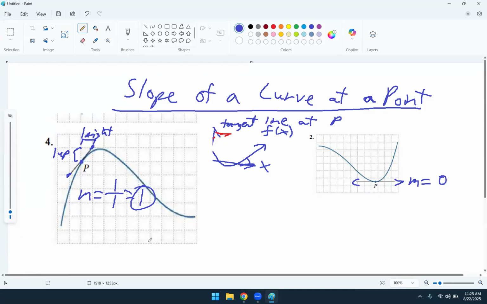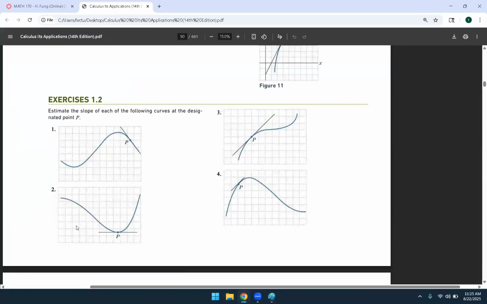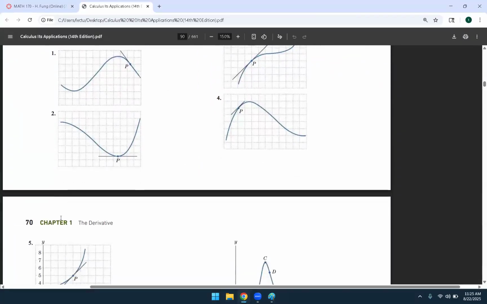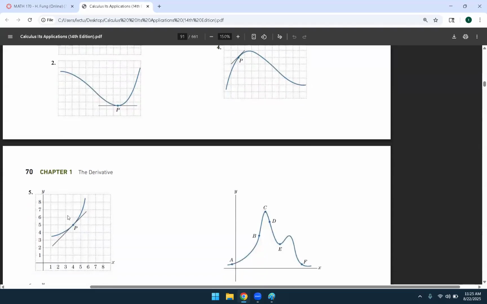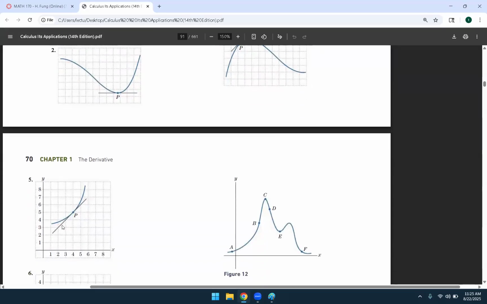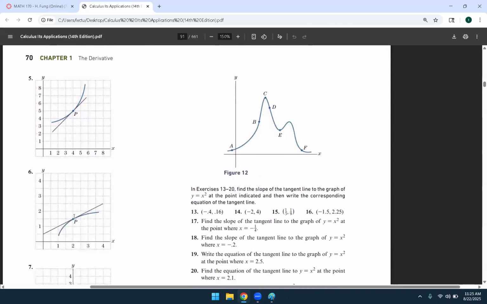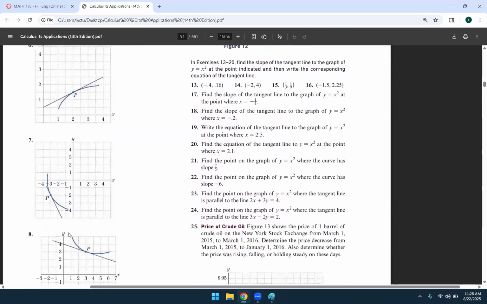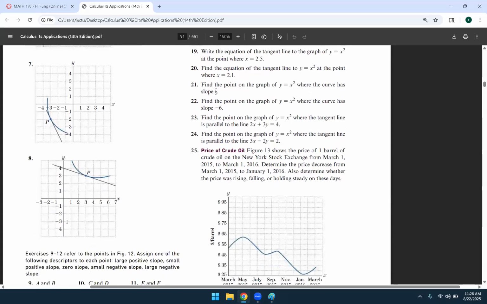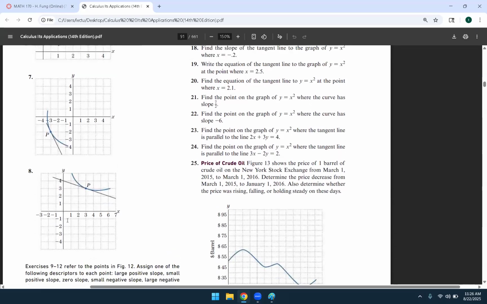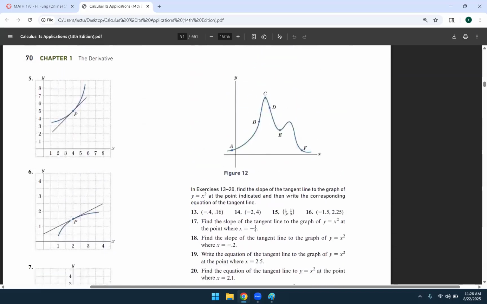All right. Let's try another one here. So that's the main concept, right? Be able to find the slope of the tangent line at a particular point on the curve. Look at number 8, for example. Let's try this one here. It's the same type problem.